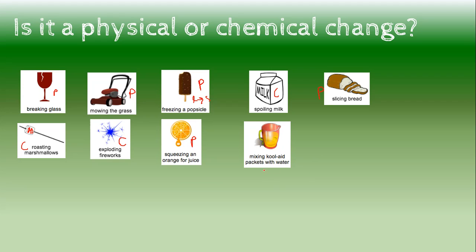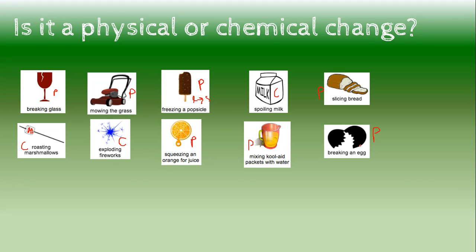When you go mixing Kool-Aid packs with water, I'm hoping you still said physical. That is just dissolving, right? And breaking an egg. Now, this one tricks people because they think, oh, I can't reverse it. It has to be chemical. No, my friends, it is physical. That's why I said it's generally reversible. Because, yeah, we can't put an egg really back together, but we start with an eggshell, yolk, and the egg white. We end with the eggshell, yolk, and the white.